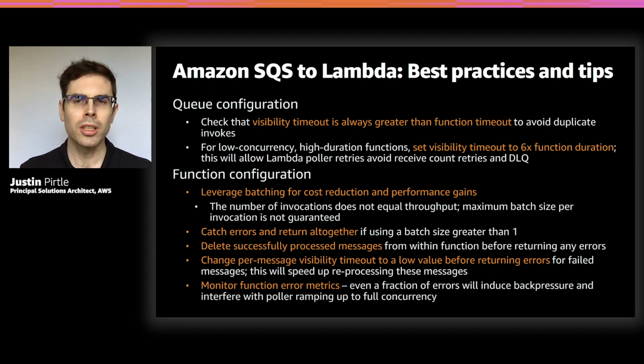But the most important thing to keep in mind is you want to understand your function error metrics and be monitoring that, because even a fraction of errors will make the poller believe that it's encountered back pressure, and it will not only stop scaling up, but it will scale down the poller concurrency, limiting the speed at which you can drain the queue.